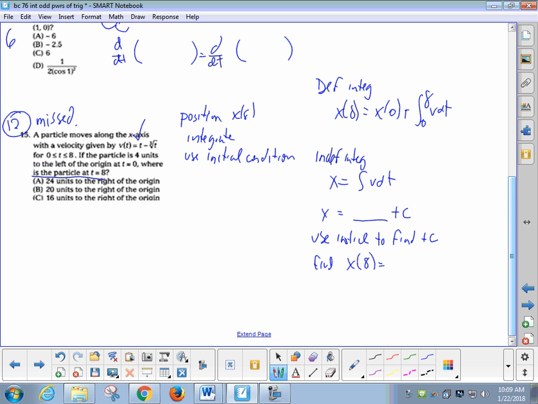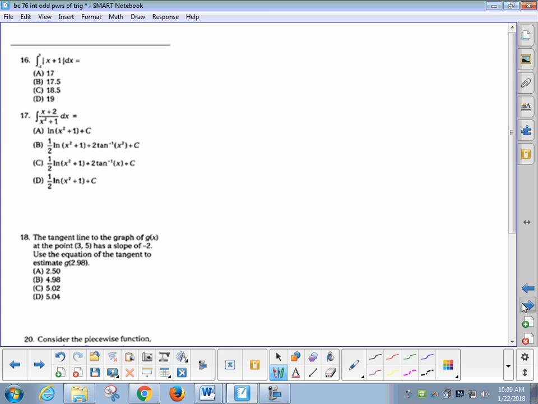Okay? All right. So that to me is a huge idea. That's the fundamental theorem of calculus right there. So that's a big idea. That needs to be improved on. You might see that on the test.